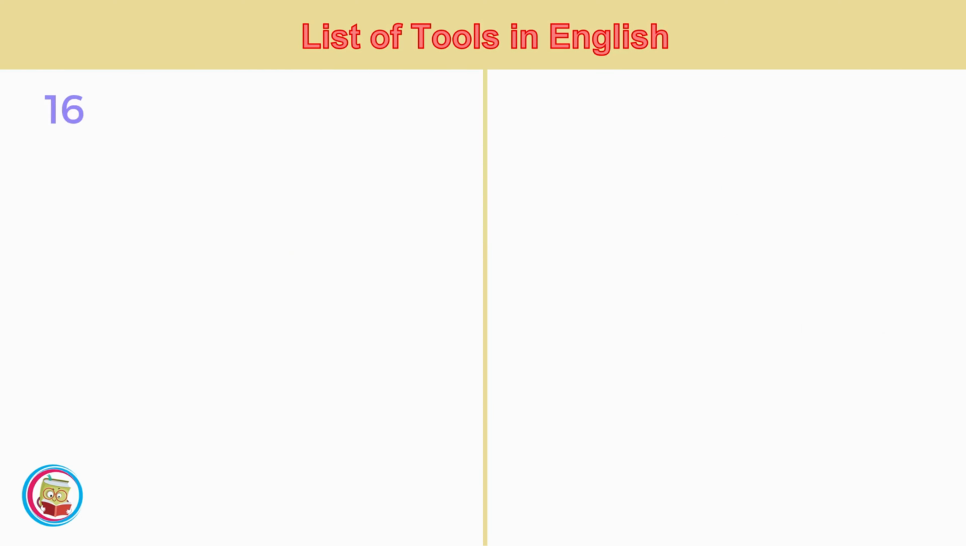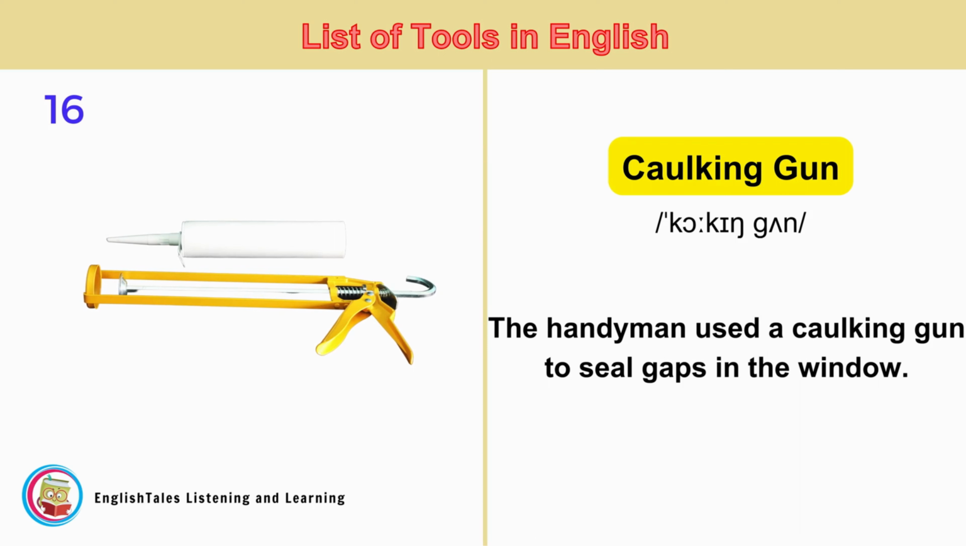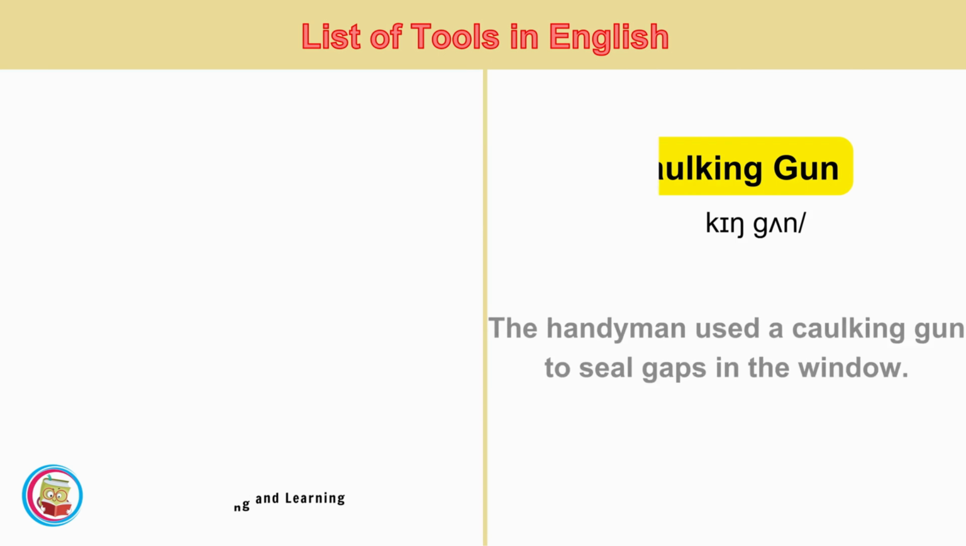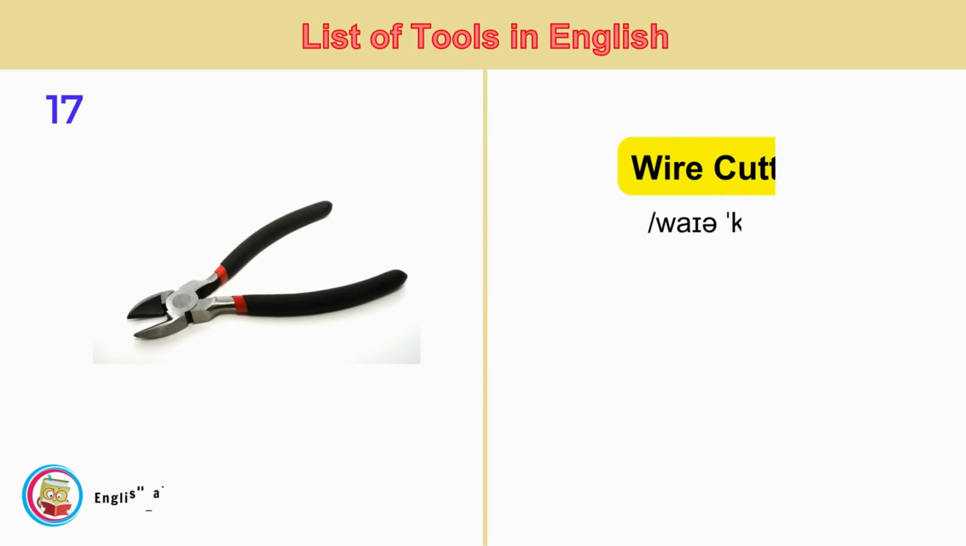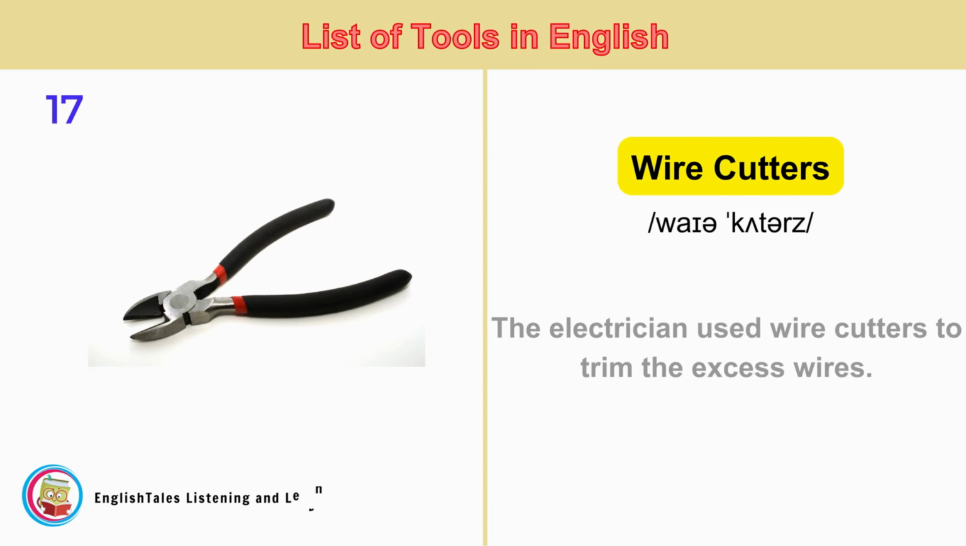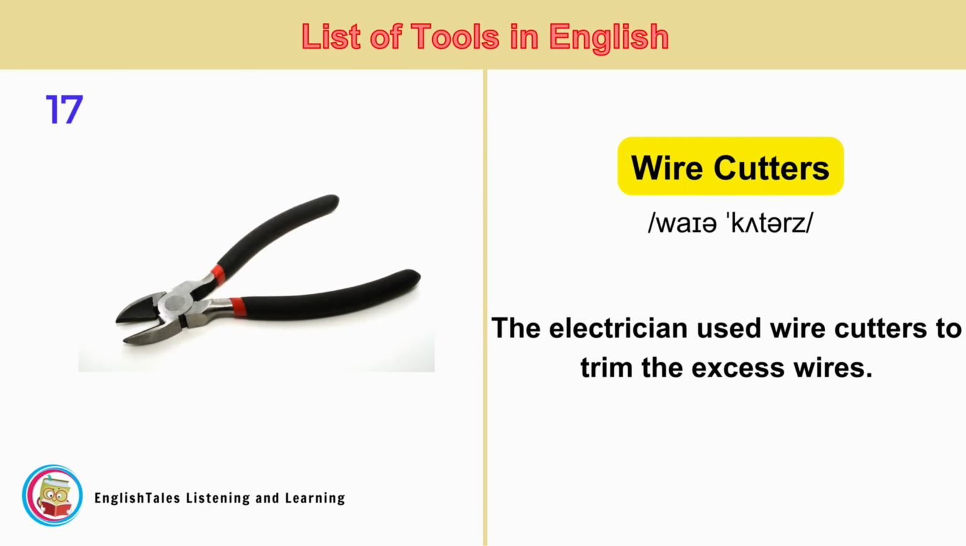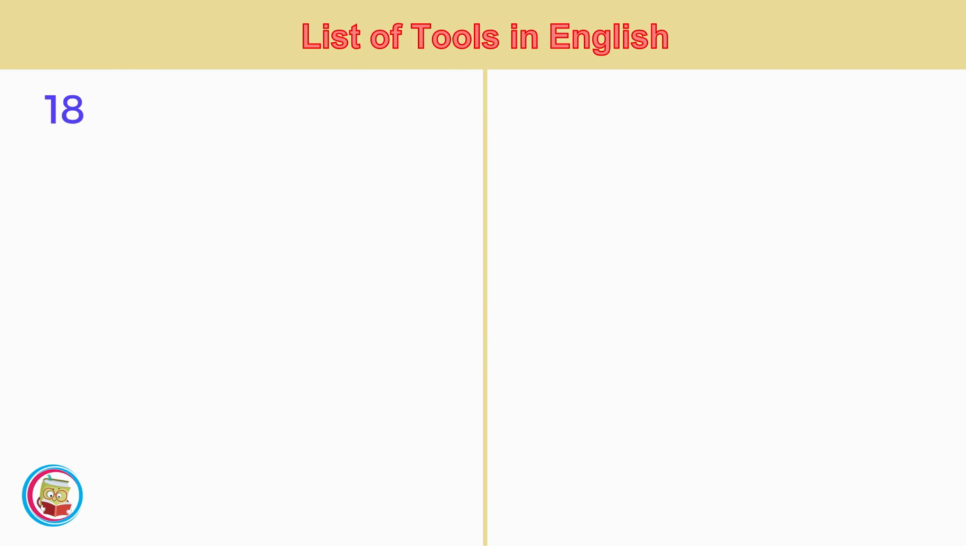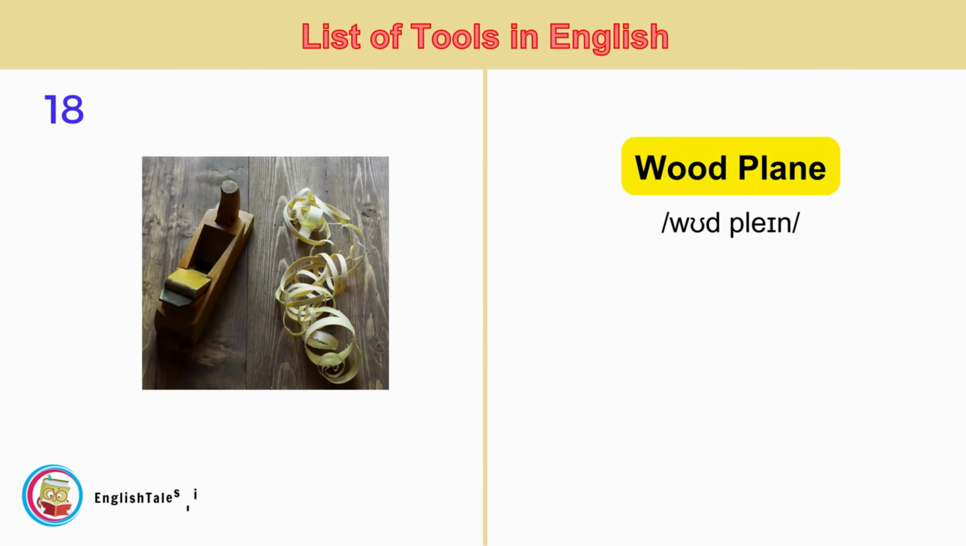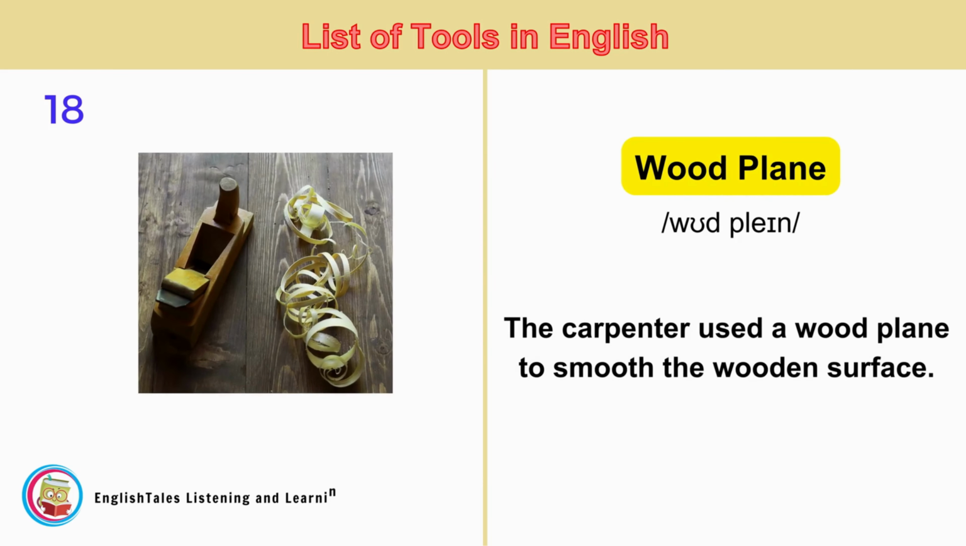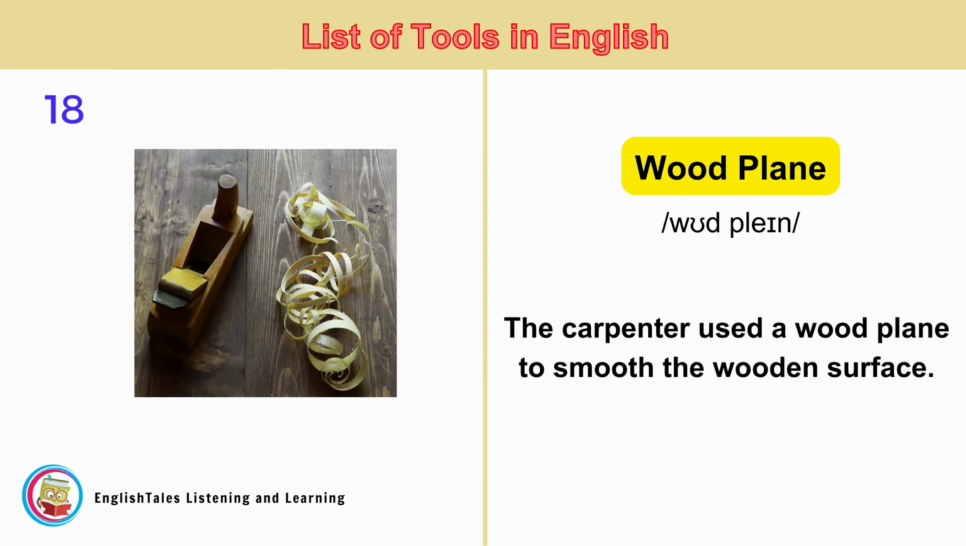Caulking gun. The handyman used a caulking gun to seal gaps in the window. Wire cutters. The electrician used wire cutters to trim the excess wires. Wood plane. The carpenter used a wood plane to smooth the wooden surface.